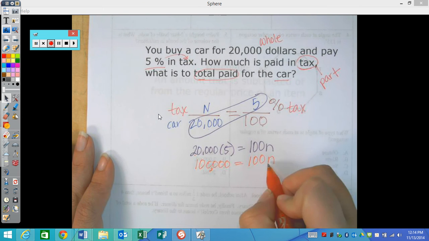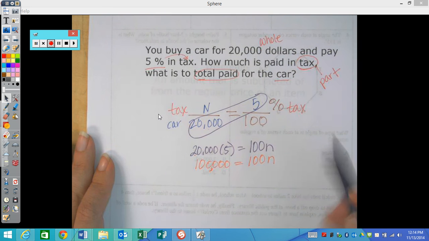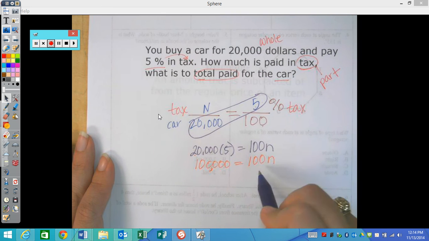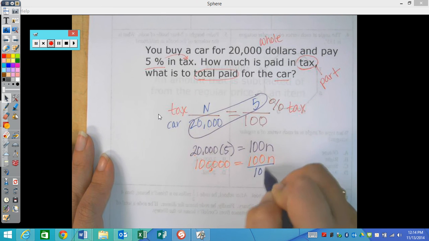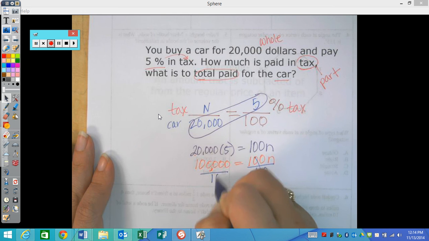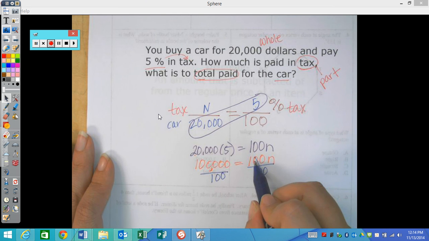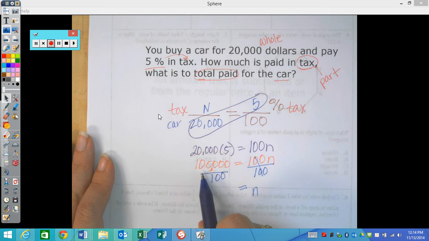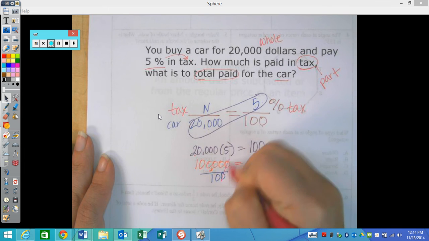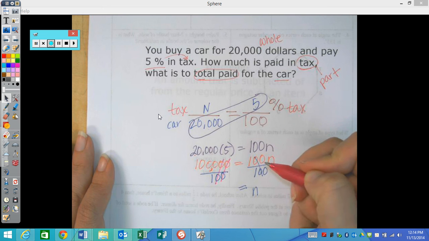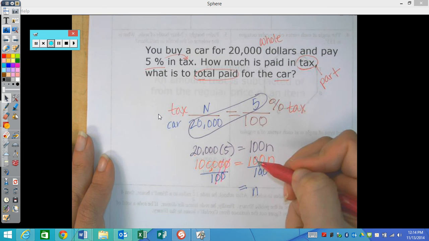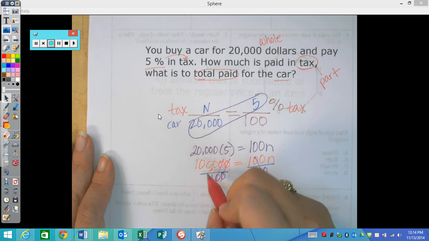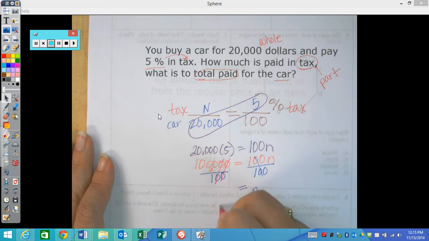Then we need to divide both sides by 100, or cross multiply, divide. 100n divided by 100 is 1, or just n. And then 100,000 divided by 100, it's asking how many hundreds in 100,000. I showed you earlier we could cross off these little circles, or these zeros, because we're dividing actually by 100, and we get 1,000.